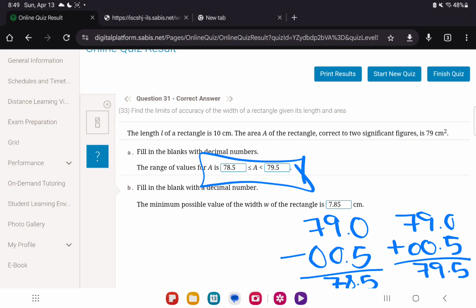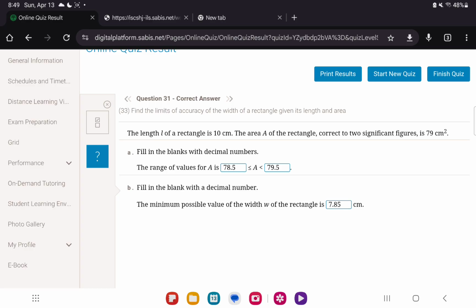And this is what I mean by range, okay? And now when you want to find the minimum possible value, you just take the smaller one. So it's 77.85. Or no, sorry. You do a whole different thing, okay? For when we want to find the range, we put the 0 to the last one.